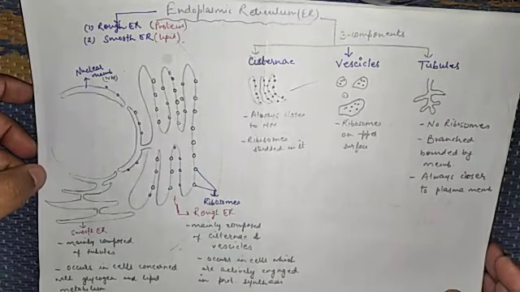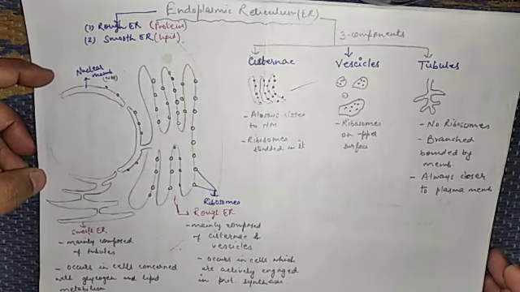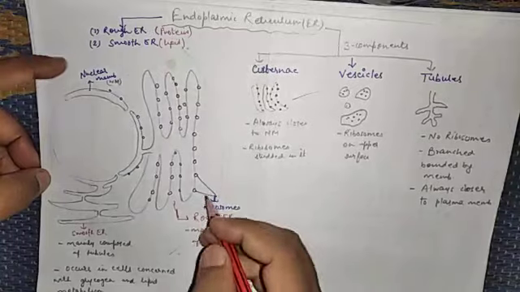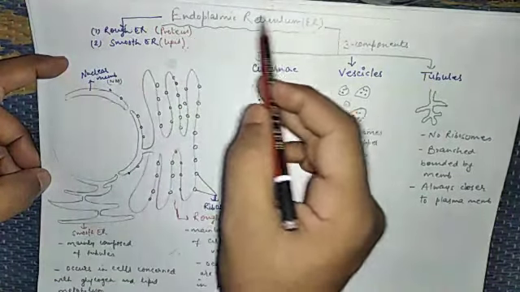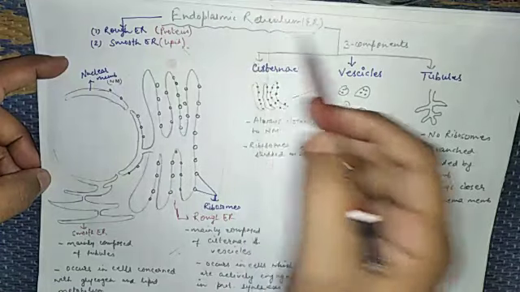Coming to some more functions of the endoplasmic reticulum. Endoplasmic reticulum forms the endoskeleton of the cell because endoplasmic reticulum means a network of membranes.